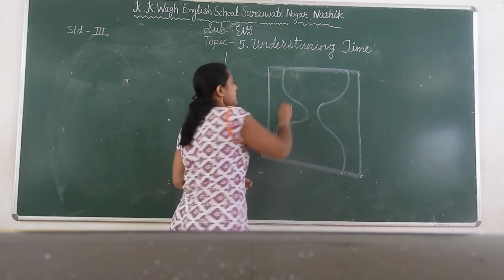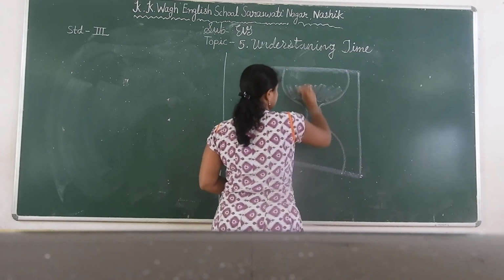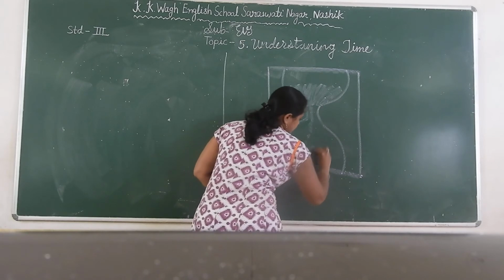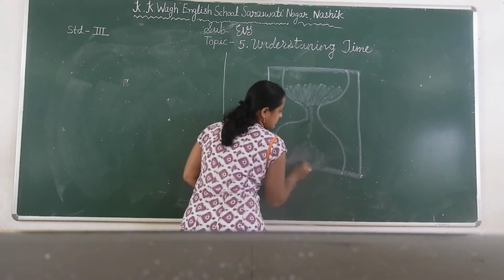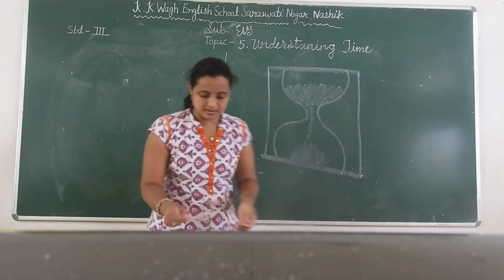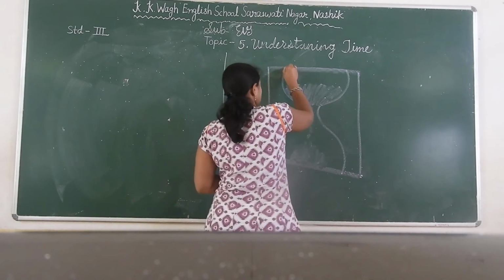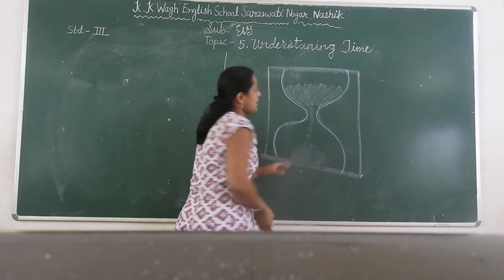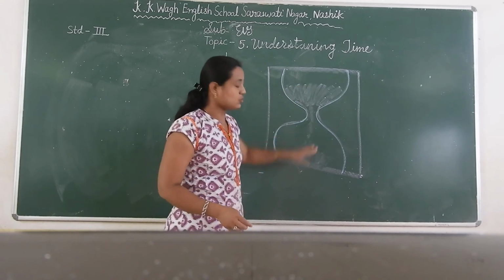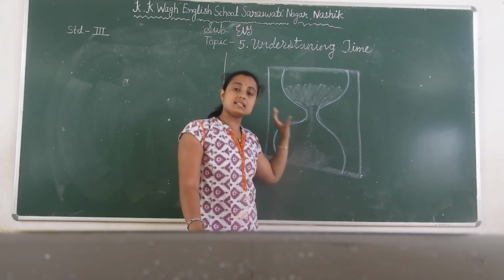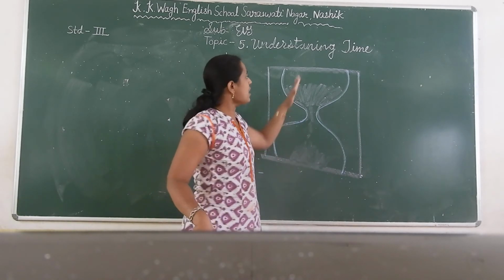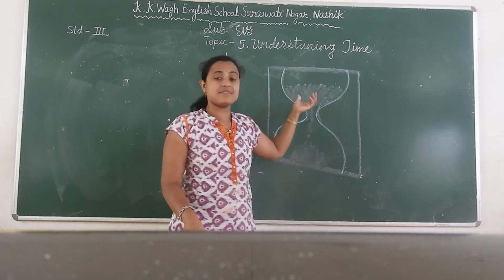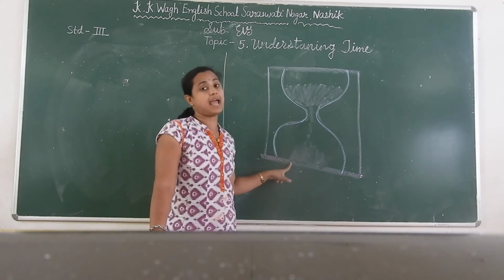Within 1 hour, suppose it is sand, it pours into the upside glass, as you can see here. If this process is completed within the 1 hour, it means that when all the sand from the upper glass vessel has poured into the lower glass vessel and the upper glass vessel is empty, at that time it shows that the 1 hour is over.